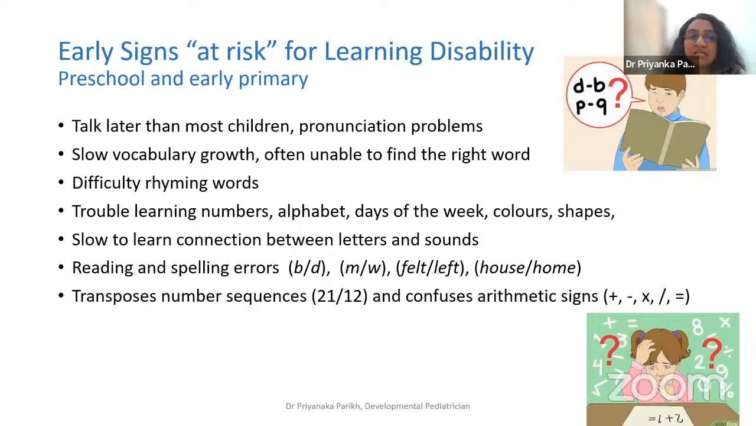So what we see here is that a lot of parents would say that their child talked later than most other children. So we do see a history of language delays and also pronunciation difficulty, what we call articulation. There would be difficulties with articulation and slow vocabulary growth, so adding to the word count of the vocabulary. Often the child finds it difficult to find the right word. While speaking, the child is hesitating to get that right word to speak.